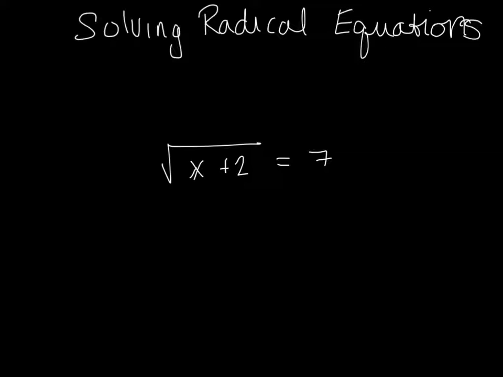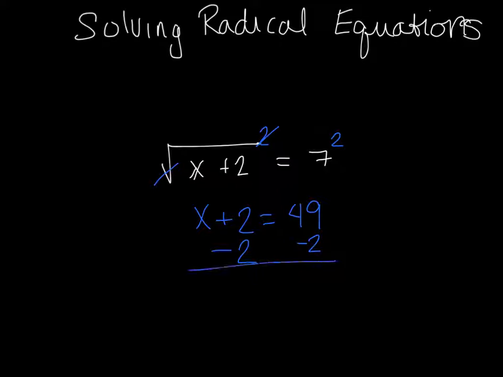So once it's all by itself, you can go ahead and get rid of the square root, which is doing the opposite of square root. We square both sides. Now you have to do it to both sides. Now the square root and the square cancel, and you get x plus 2 equals, and then 7 squared is 49. And then we go ahead and solve. We subtract 2 from both sides, and x equals 47.